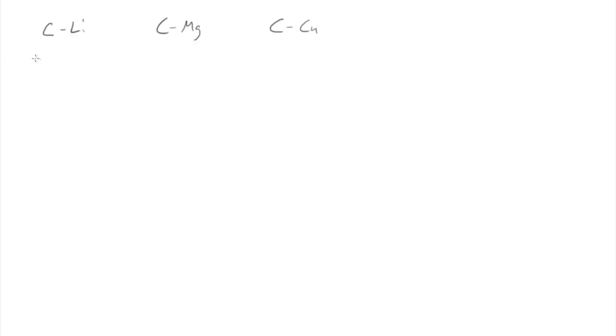If we want to look at the reactivity order of the organometallic reagents that we're looking at now, the organolithium compounds are going to be the most reactive. The Grignard carbon-magnesium compounds are going to be moderate. And the carbon-copper compounds are going to be the least reactive.